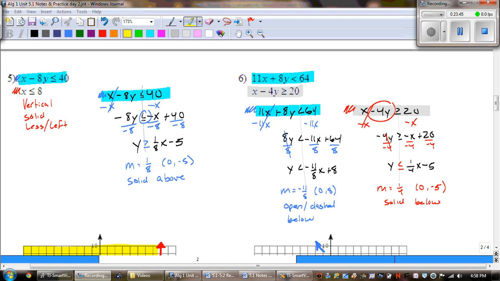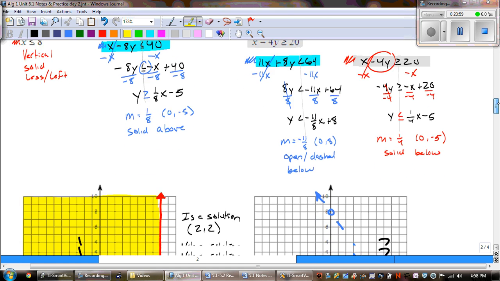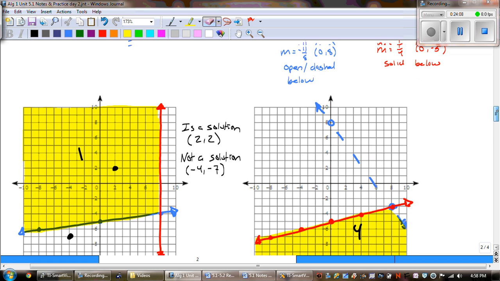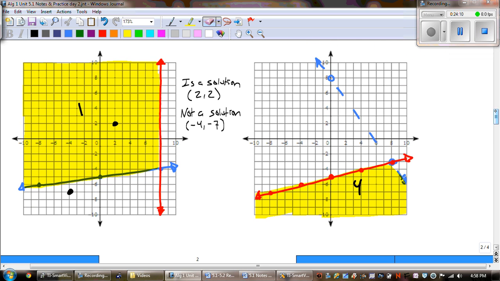Okay, so there's my work. The blue line should have been y is less than -11/8 x plus 8. And then the red line, y is less than or equal to 1/4 x minus 5. And there's our shading. We had to be below the red line and below the blue line. And then our last point was we have to figure out the solution and not a solution.